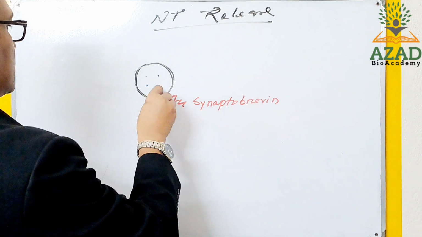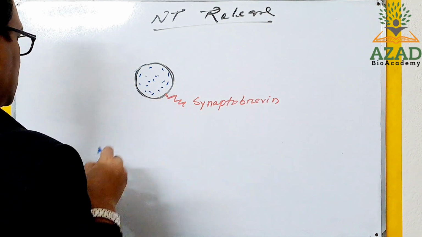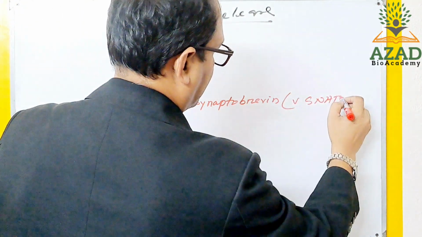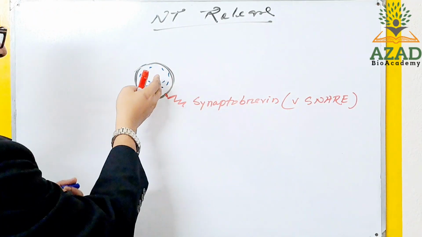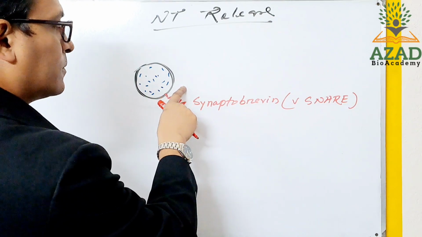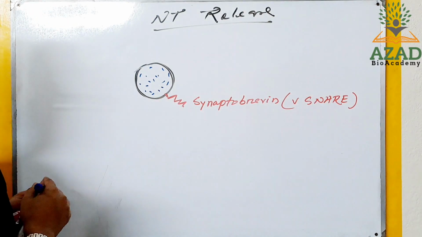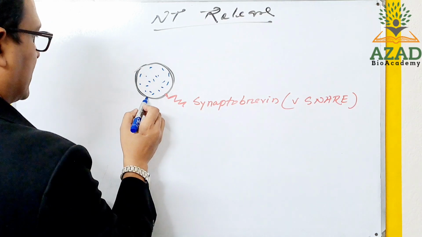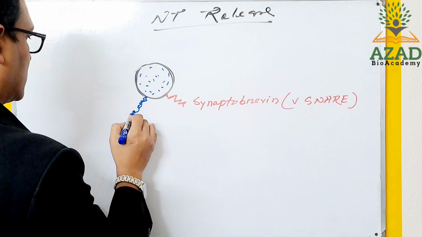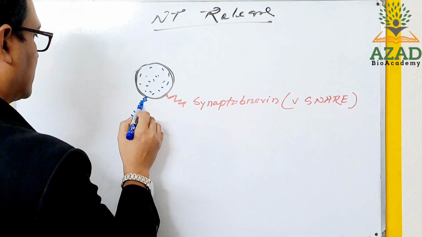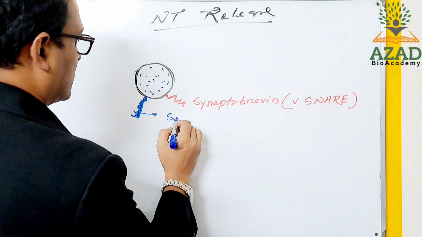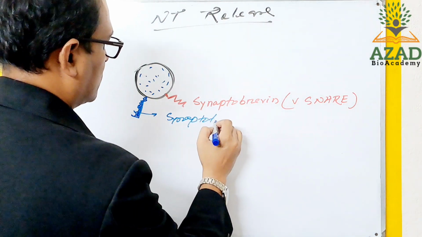So these are the neurotransmitters. Okay, its other name is v-SNARE, as it is attached with the vesicle. So vesicular SNARE, that is v-SNARE. That is synaptobrevin. Also attached here is synaptotagmin.